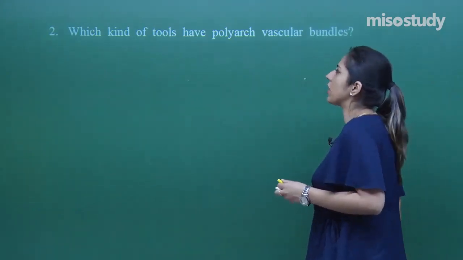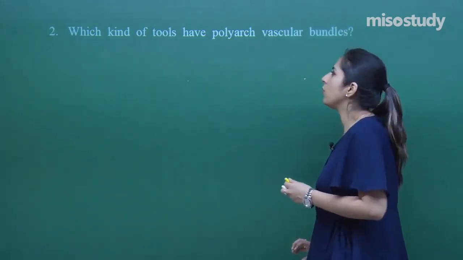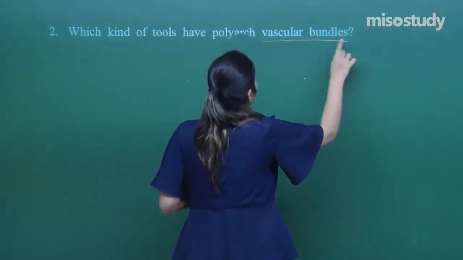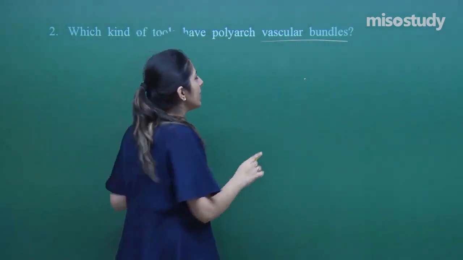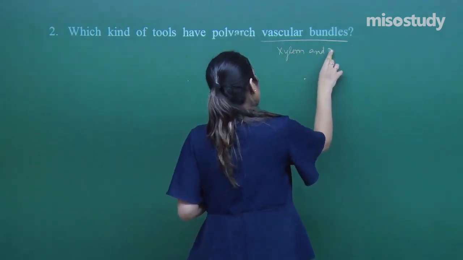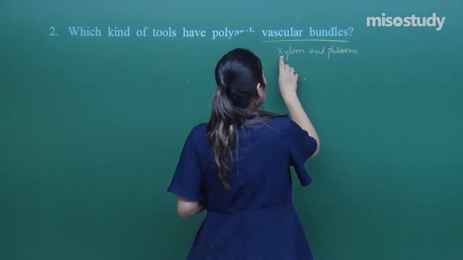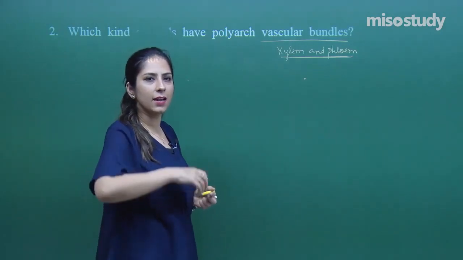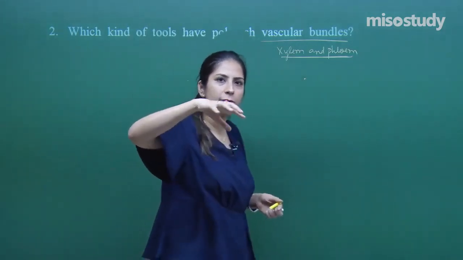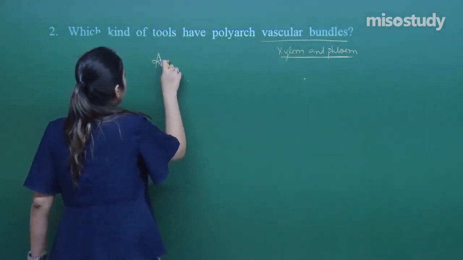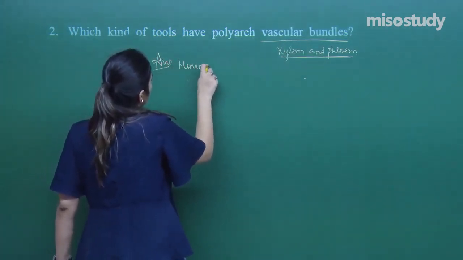The second question: indicate which kind of roots have polyarch vascular bundles. Polyarch, first of all tell me what is a vascular bundle. Vascular bundles are those in which there is an arrangement of both xylem and phloem. Polyarch means many vascular bundles, very beautifully arranged around the pith. Such a condition is seen in the root, and the answer is the monocot root.